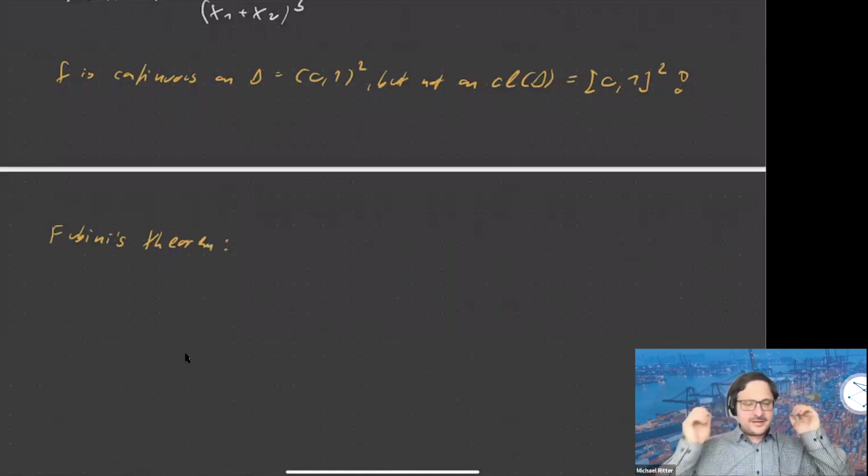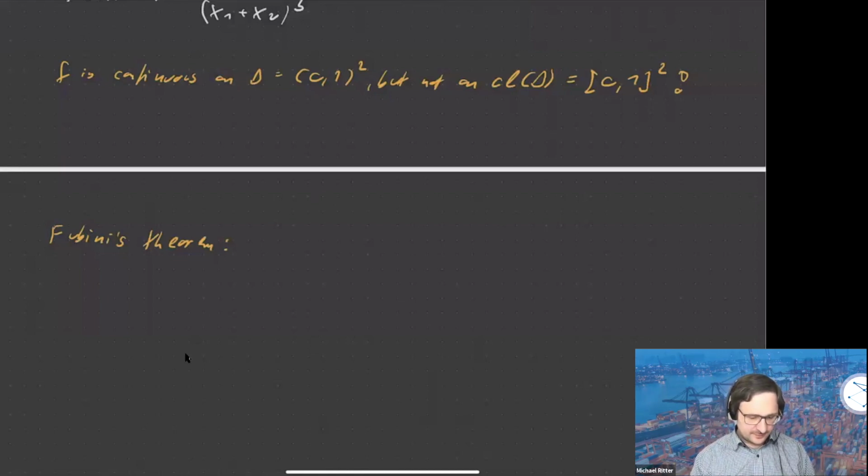And basically, that says if we have a function that is continuous over a box, then it can be integrated. And the result can be computed by iterated integration. And the order of integration does not matter.